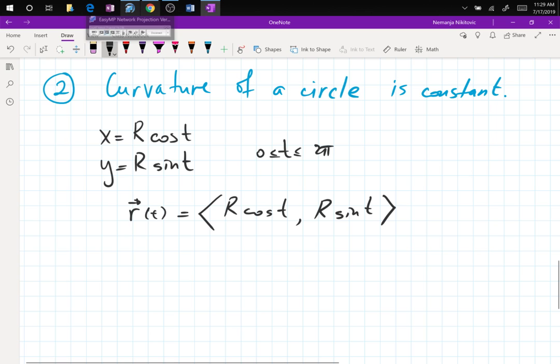T, y as r sine t, you can come up with the r, which is just these two. Cosine t, r sine t. Then you can come up with r prime and calculate T and then calculate T prime.